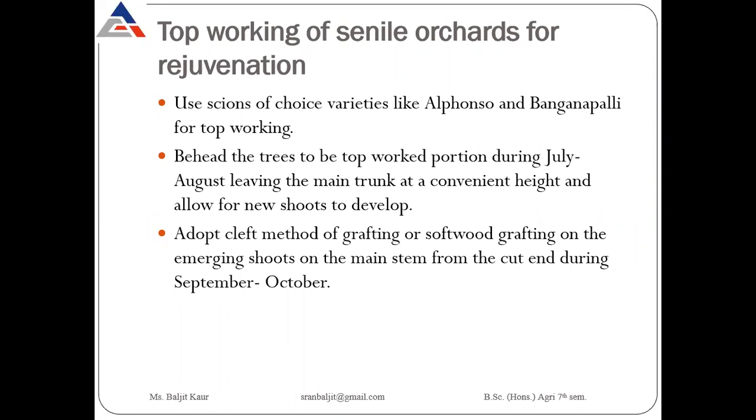So grafting is done, and from those shoots the plant will develop again and start bearing fruits, right? In this way top working is done in case of declined or senile orchards, and the rejuvenation of these orchards can be done by using grafting methods such as softwood grafting or cleft grafting, right?